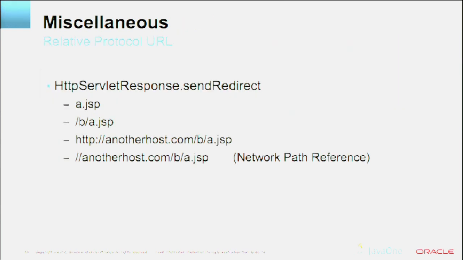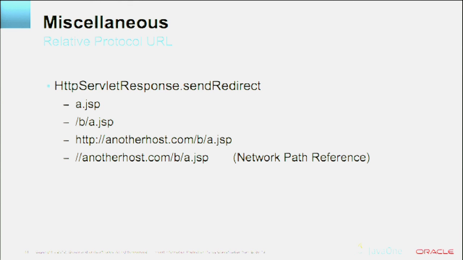And another feature that we try to clarify is the relative protocol URL. Now, in the send redirect API, you can redirect to a local JSP. You can redirect to a JSP that is from the context root, and then you can actually redirect to another host. Now, notice that if you try to redirect to another host, in the Servlet 3.0 API, you must specify the scheme here. So you must specify whether it is HTTP or HTTPS.